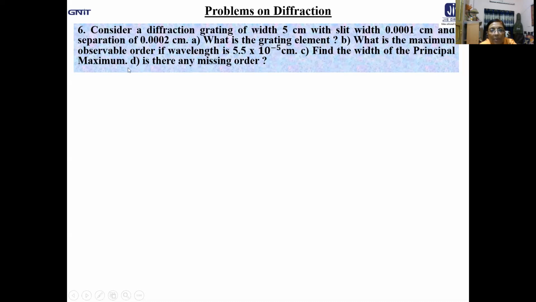Find the width of the principal maximum. Is there any missing order? Let us now take a look. There are 4 parts.